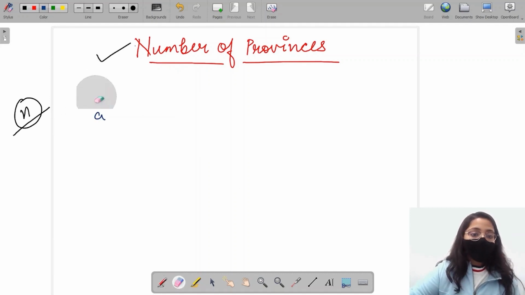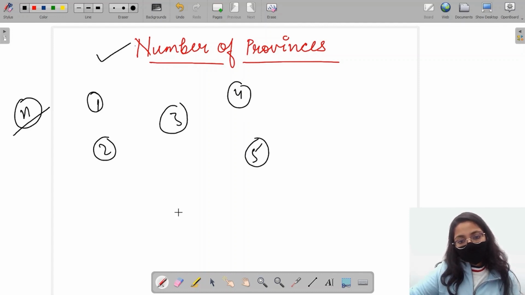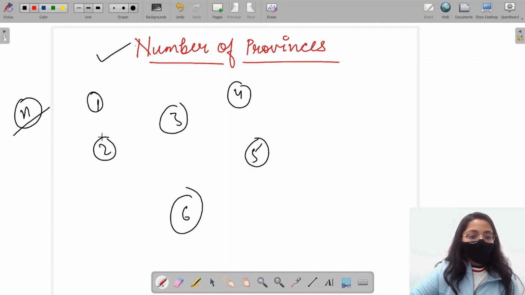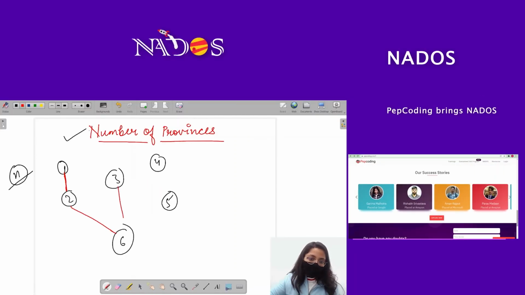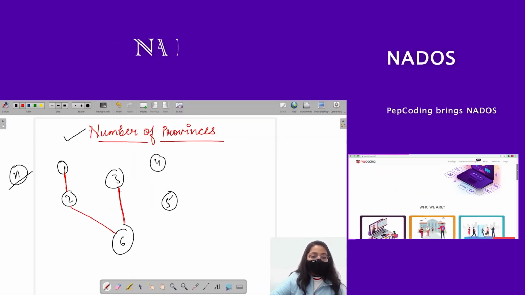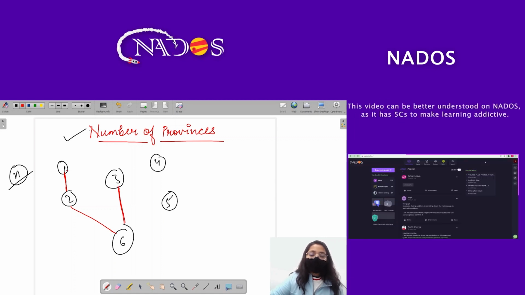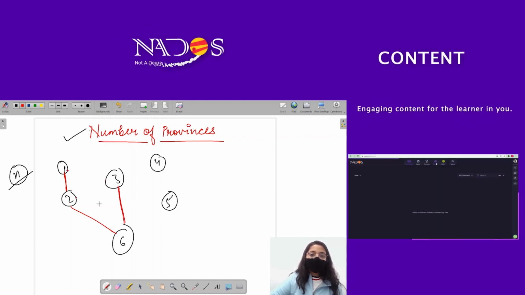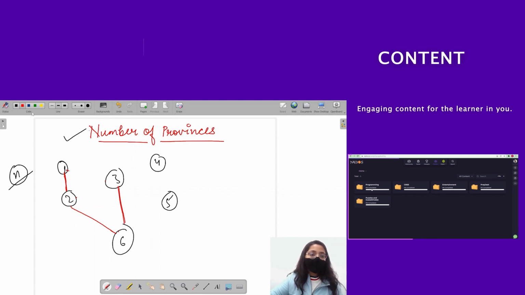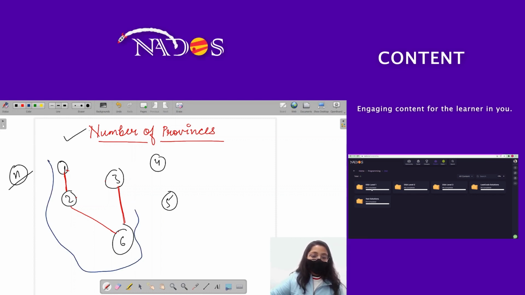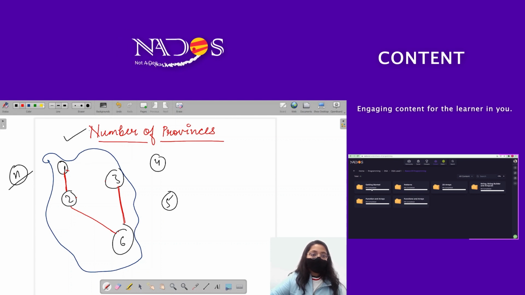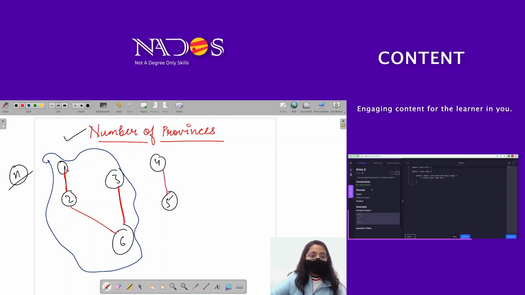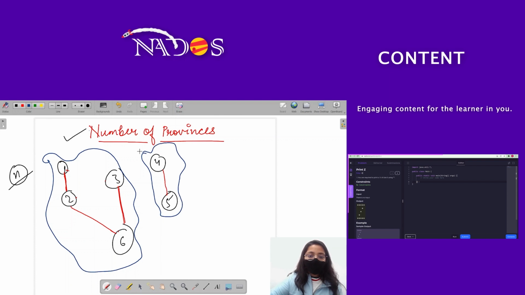Let's assume that we have been given a few cities like 1, 2, 3, 4, 5, and 6. And over here I have 2 is connected to 1, 2 is connected to 6, and 6 is connected to 3. So 3 and 1 are also indirectly connected. 3 and 2 are indirectly connected. 6 and 1 are indirectly connected. So all of these connected cities are going to form a province together. Similarly, 4 and 5 are connected. So 4 and 5 will form another province.